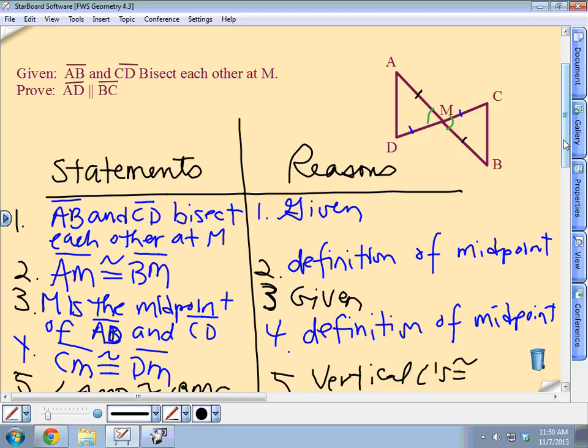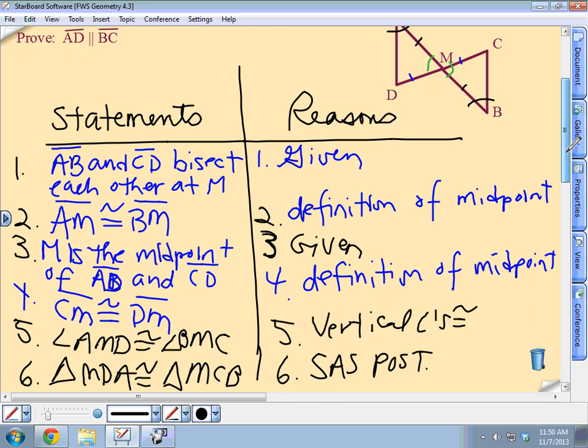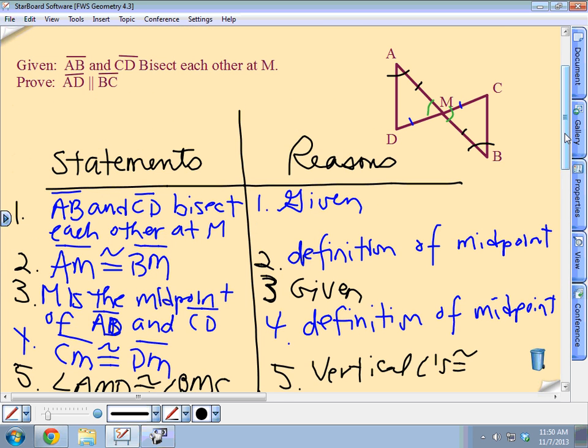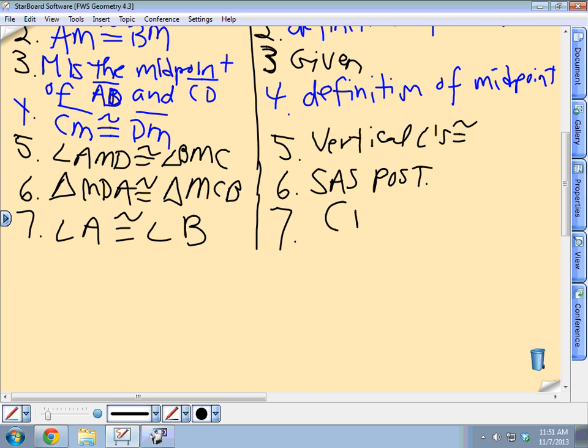All right, let's think of it this way. What do you know about angle A and angle B? They're alternate interior angles. Well, what do you know about them? They're congruent. So you could say angle A is congruent to angle B. And what's my reason for that? Why are A and B congruent? We've proved these triangles are congruent, so if those two triangles are congruent, all of the angles and sides are congruent. So that's true because of CPCTC.